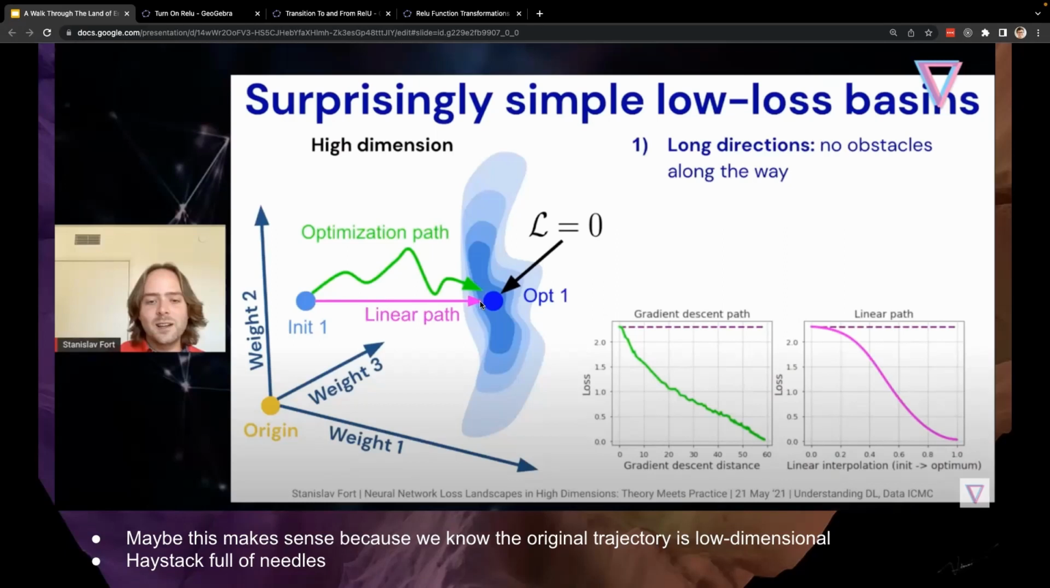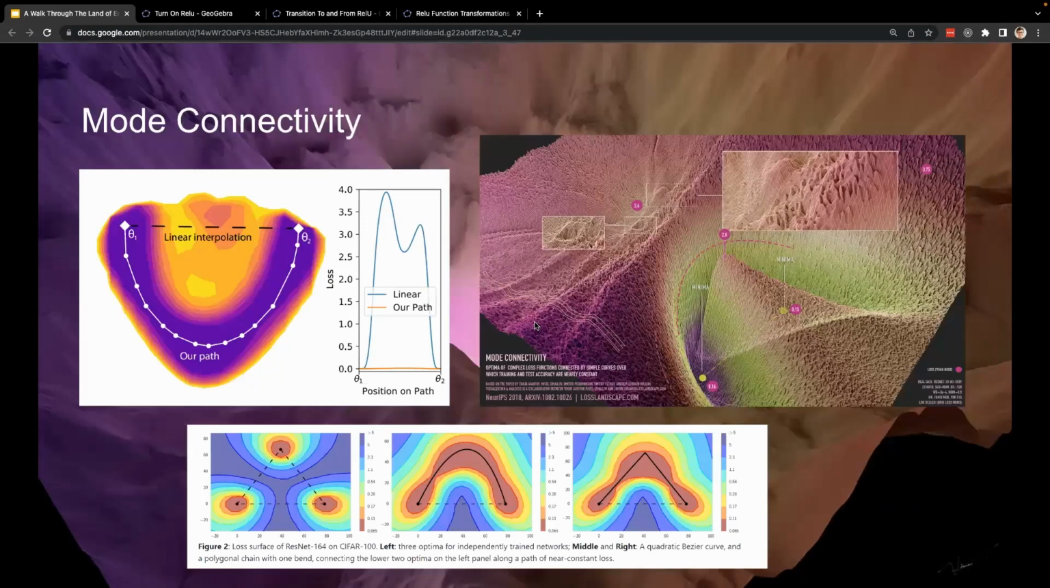Does that make sense? Right, but let's say, as you said, in the next slide, you have two basins, right? And in between you have this big gigantic thing. And it turns out if you change your optimization path, you can go around it. That's what I got from the slide, this mode connectivity thing, right?